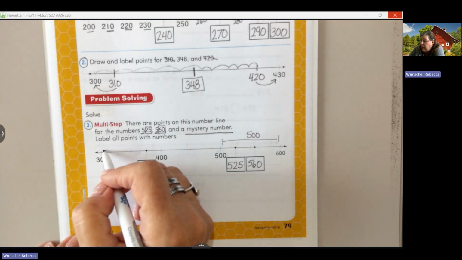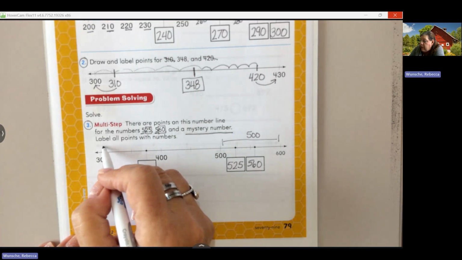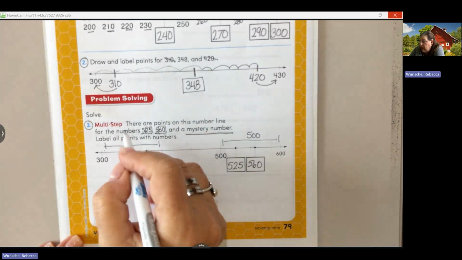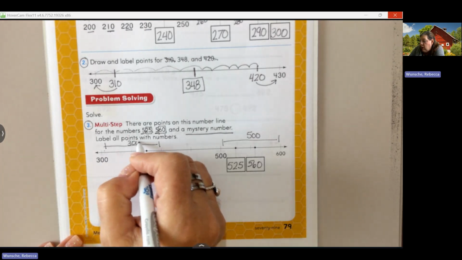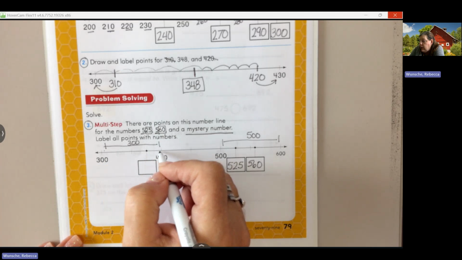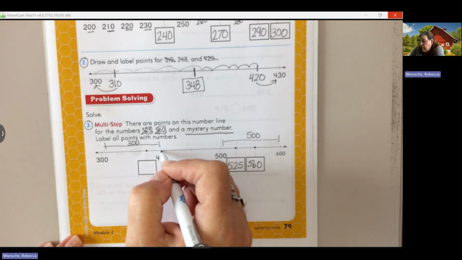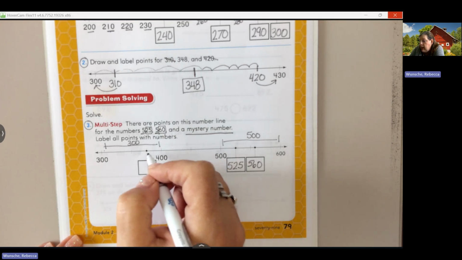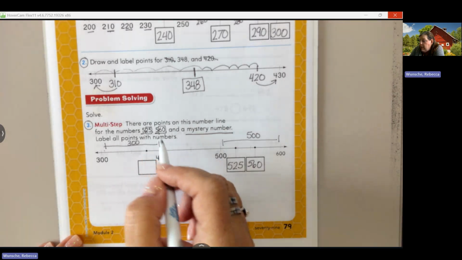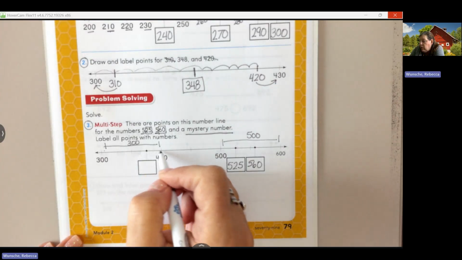I know that I have a 300 and I have a 400. So who owns these numbers between 300 and 400? 300 owns those numbers. All of those numbers have a 3 in their hundreds place all the way to 399 before ownership changes over to 400. So this number that I have is in the 300s, but look, it's pretty close to 400.